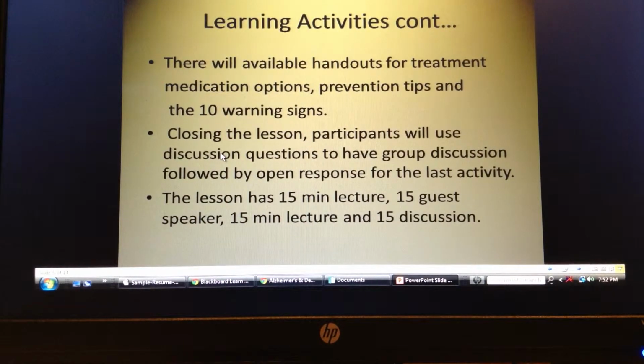Continuing. There will be available handouts for treatment medication options, prevention tips, and the 10 warning signs. Closing the lesson, participants will use discussion questions to have group discussion followed by open response for the last activity. The lesson has 15 minutes lecture, 15 minutes guest speaker, 15-minute lecture, and 15-minute discussion for a total of 1 hour.